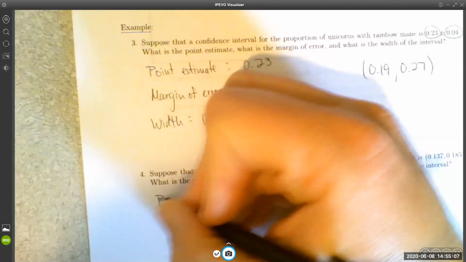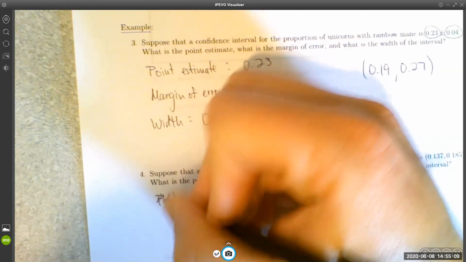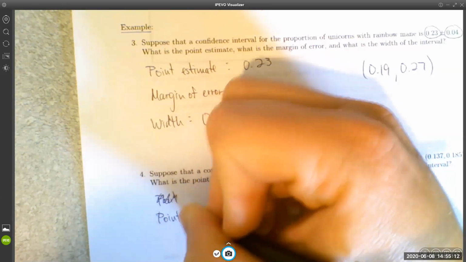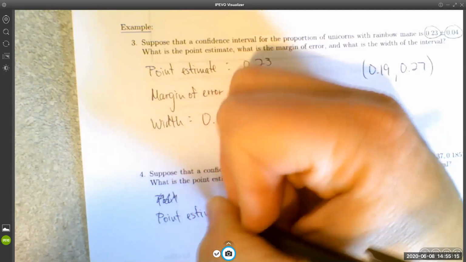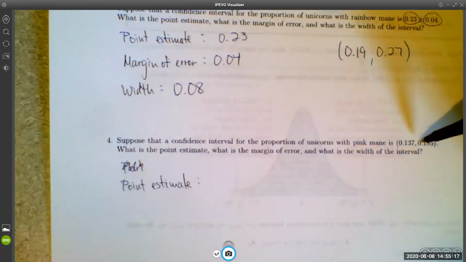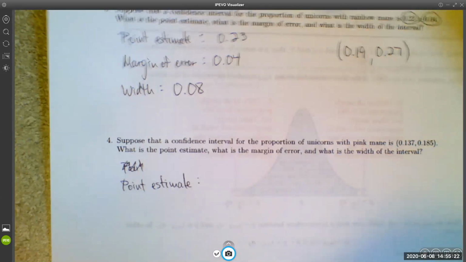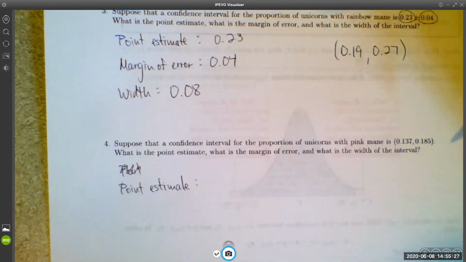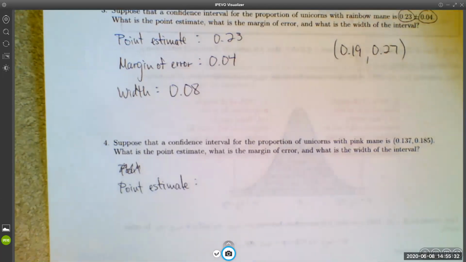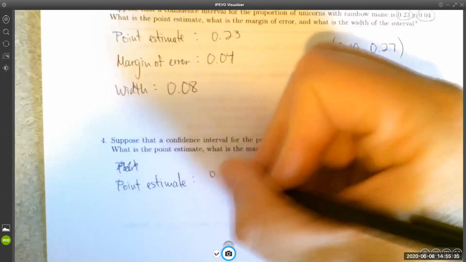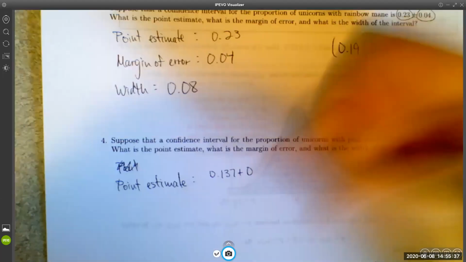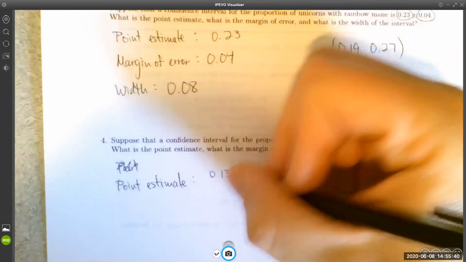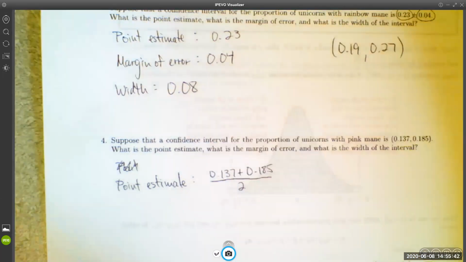So the point estimate should be the number that's right in the middle of this interval. To find that, we could use the midpoint formula. So we could say it's this plus that divided by 2. So 0.137 plus 0.185 divided by 2. If you're thinking midpoint formula, where in the world do we talk about that?